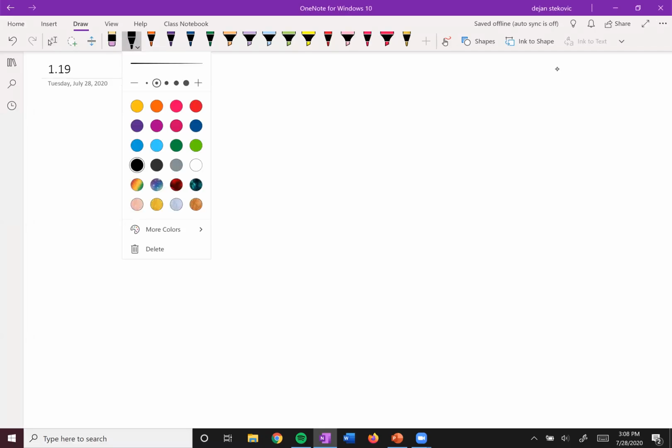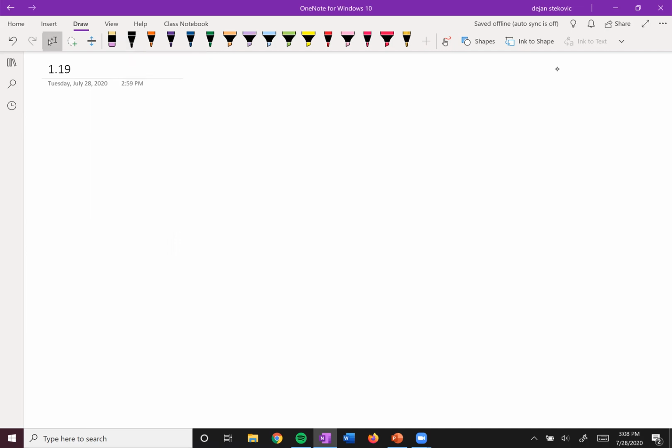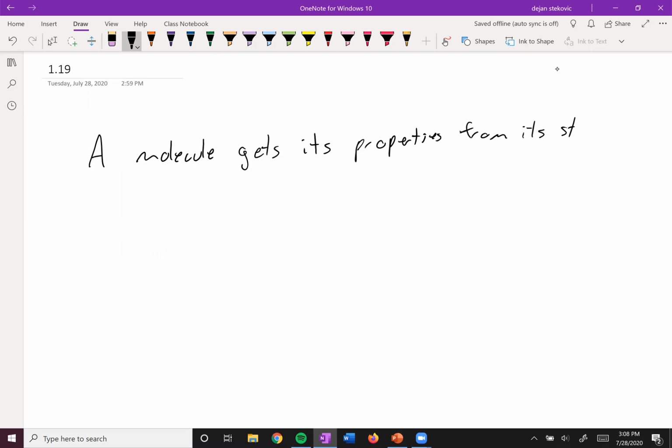All right, so we've taken a look at the structure of compounds. Let's see how the structure affects the properties of a compound. And so a molecule gets its properties from its structure. And so if we know the structure, you can predict the properties.